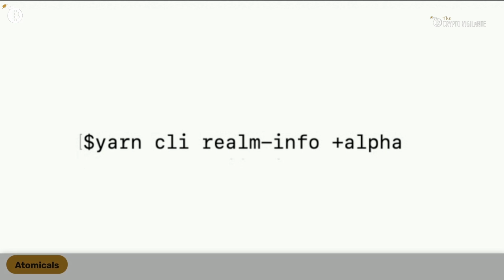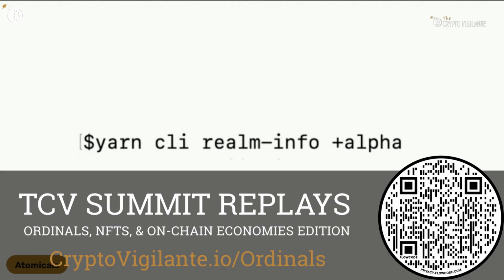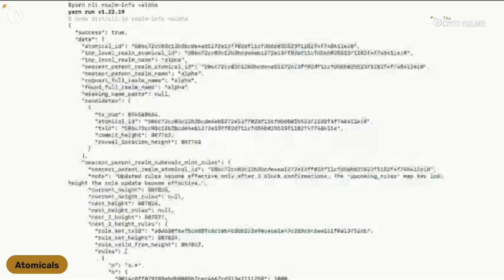You don't need the plus in this context, but I've demonstrated that the plus is interpreted as a realm, and it can be used as an alias, just like the containers with the hash sign you've seen before instead of the atomical ID, or the dollar sign for the tickers, which can also be used as aliases. But here we're using the realm identifier of the plus. We get the data back. We can see information about the realm.